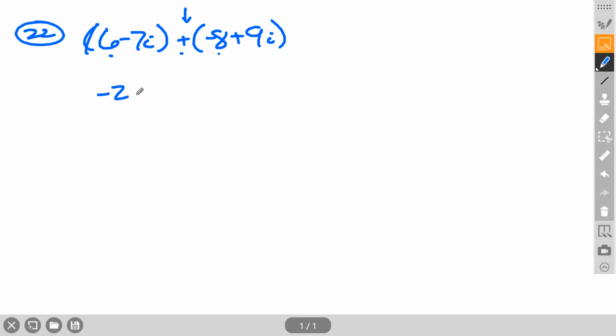Alright, 22. These are operations with complex numbers. So we have 6 minus 7i plus negative 8 plus 9i. Okay, so this is an addition problem because we're adding. So we just add the real parts and add the imaginary parts. So 6 plus negative 8 is negative 2. And negative 7 plus 9 is positive 2i.